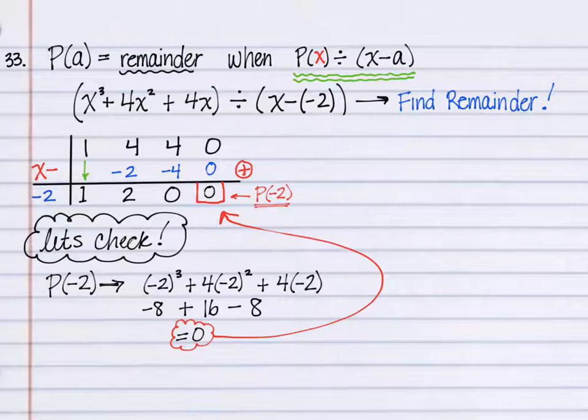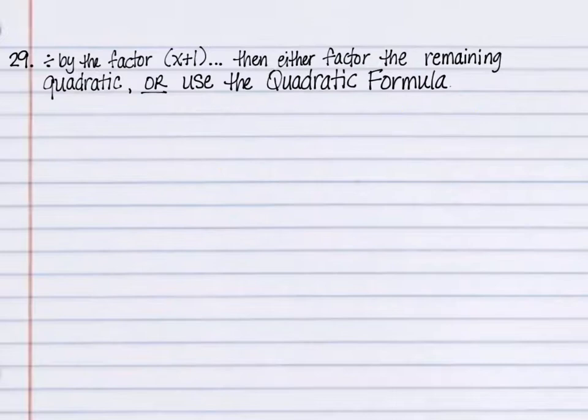Now, what this is for is not necessarily that synthetic division is easier than just plugging in the value. It's just showing you that there's another tool, because sometimes we're going to have harder polynomials, and it might be easier to do the synthetic division than it is to plug in a value for it. So it checks. Now I'm going back to problem number 29.